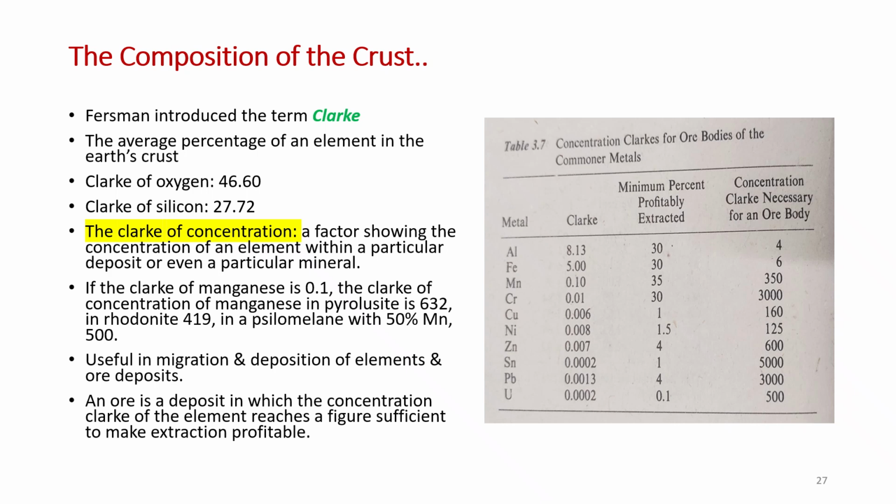This Clarke of concentration is a factor showing the concentration of an element within a particular deposit or even within a particular mineral. Thus, if we know the Clarke of manganese is 0.1, the Clarke of concentration of manganese in pyrolusite is 632, in rhodonite 419, and in psilomelane with 50% manganese is 500. So this Clarke concentration factor is useful in consideration of the migration and deposition of the elements and in the discussion of ore deposits.